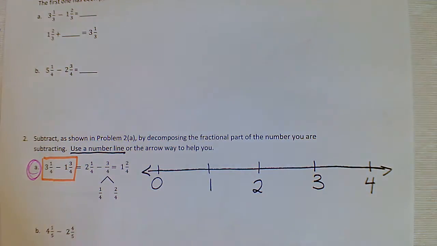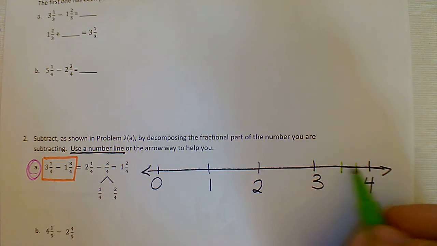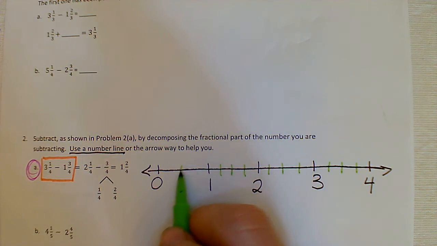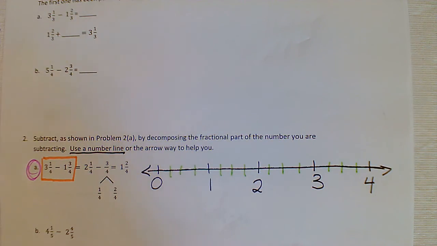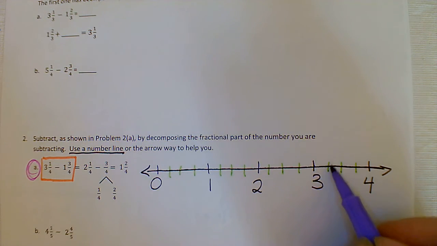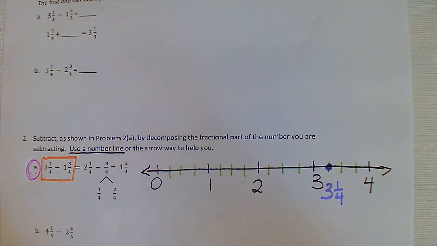So now, since we have fourths in the denominator, let me partition these off into fourths. So I'm going to go ahead and mark in my fourths. And now I want to show where I'm starting. So we're starting at 3 1/4. Yesterday I used a different color, so let's be consistent with that. This is the better one. So we're starting with 3 1/4, so I'm going to go to 3 and then add 1/4. And that's where we're starting, 3 1/4.